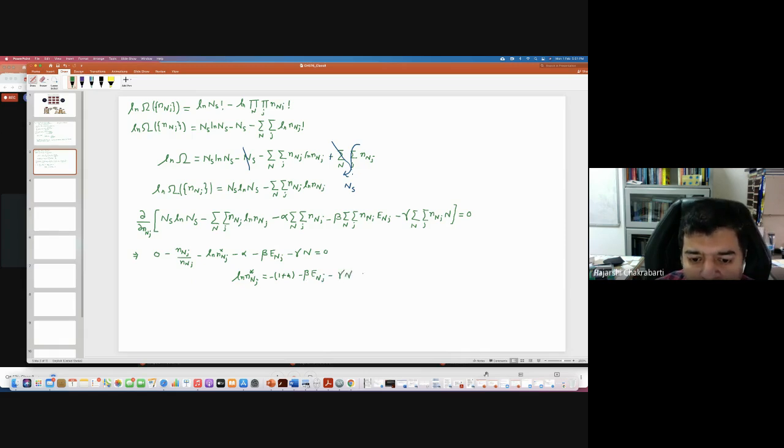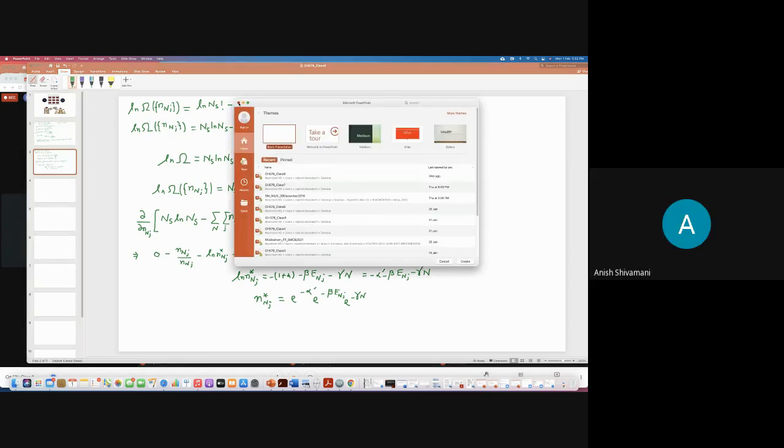Okay, and then I'm calling it minus alpha prime minus beta Enj minus gamma n. Is it fine? So if I take exponential on both sides, I get this is equal to... fine, I hope this is not a problem. Yes, sir.